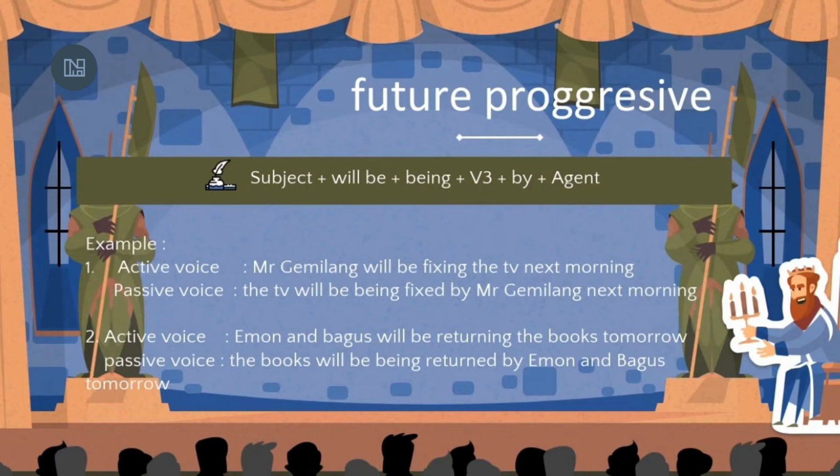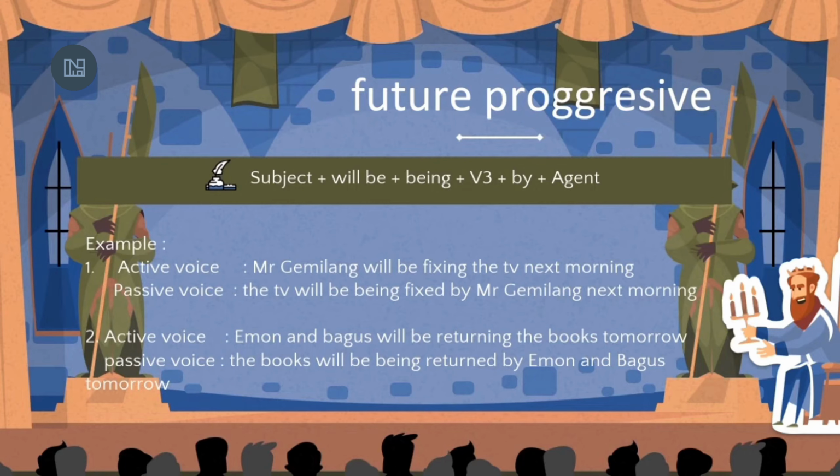Now we're going to learn about passive voice in a future progressive tense. The pattern is subject plus will be plus being plus verb 3 plus by plus agent. For the example, I have an active voice. Mr. Gemilang will be fixing the TV next morning.